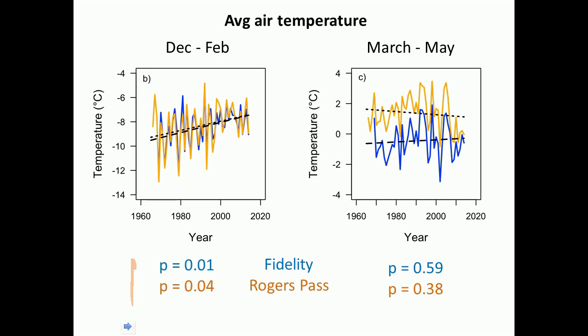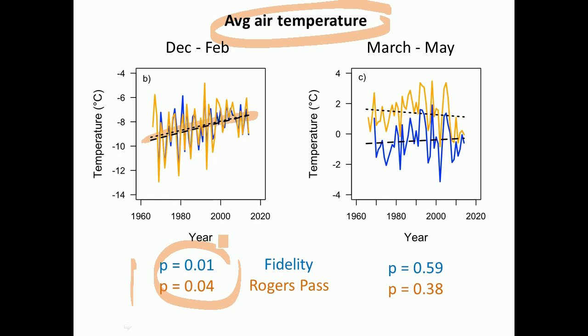In this and many other studies, p-values less than 0.05 are considered significant. In other words, if the probability of getting a comparable trend from random data is less than 1 in 20, we'll call the trend significant. Let's start with the average air temperature over the 3-month periods. In midwinter, we see increasing air temperatures in Fidelity in blue and in Rogers Pass in orange. Both these increasing trends over 50 years are significant because their p-values are less than 0.05. In spring, the trends from the two sites are not significant because the p-values are greater than 0.05.